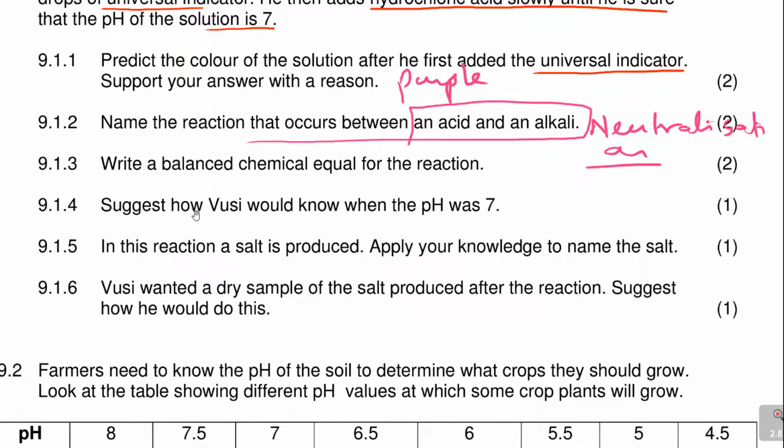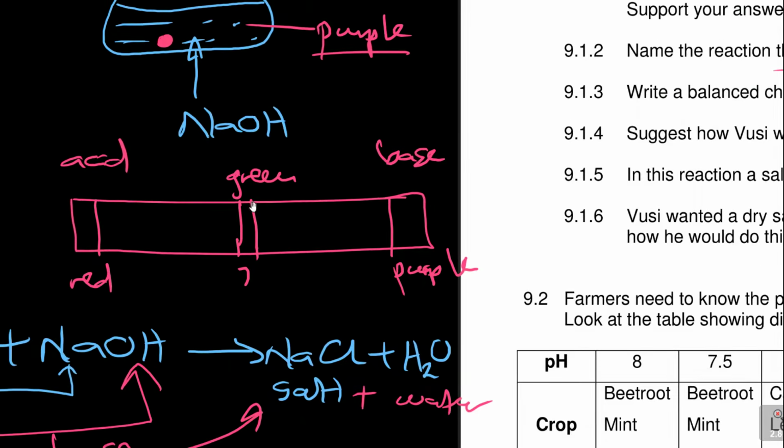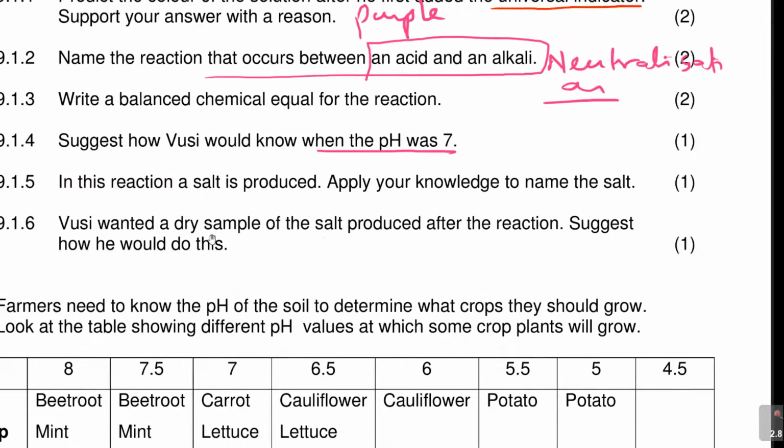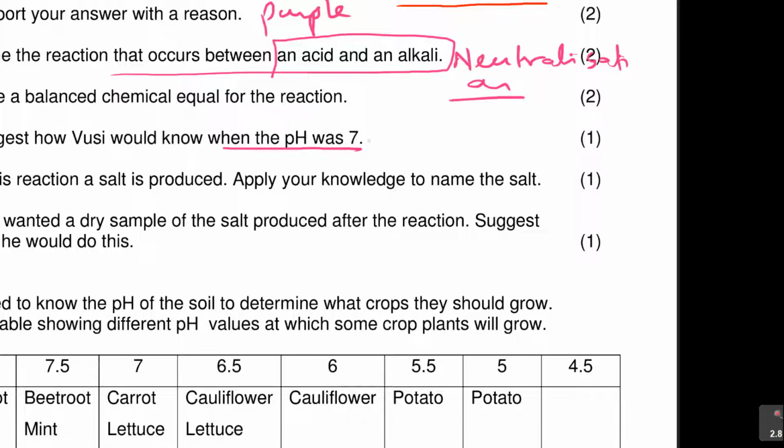Alright, suggest how Vossy will know when the pH was 7. So how will you know? When it changes to what? There it is, to green. When the color changes to green. So when the green color is seen, or when the color changes to green.